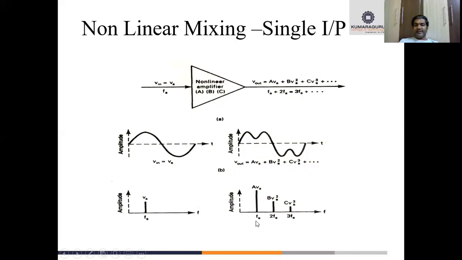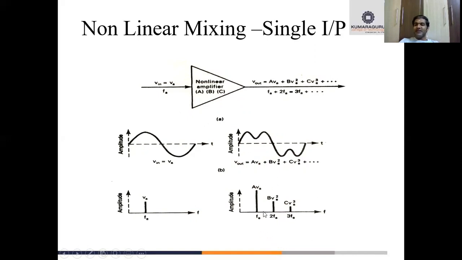At FA, what is your corresponding voltage? A times VA. At 2FA, what is your corresponding component? B into VA square. At 3FA, what is the component? You will have a component of C into VA cube. So this is how your frequency domain analysis is done.